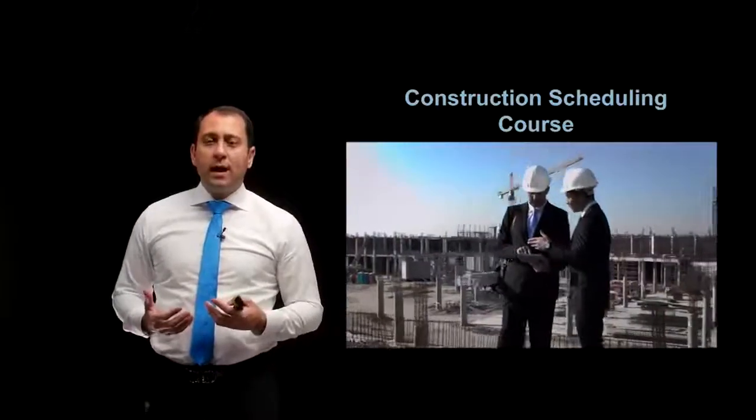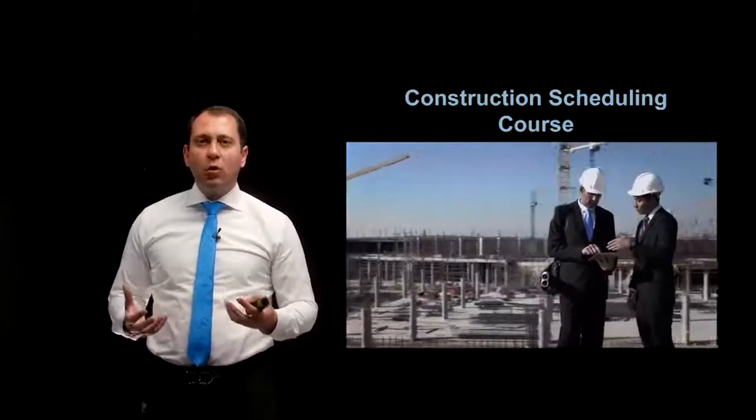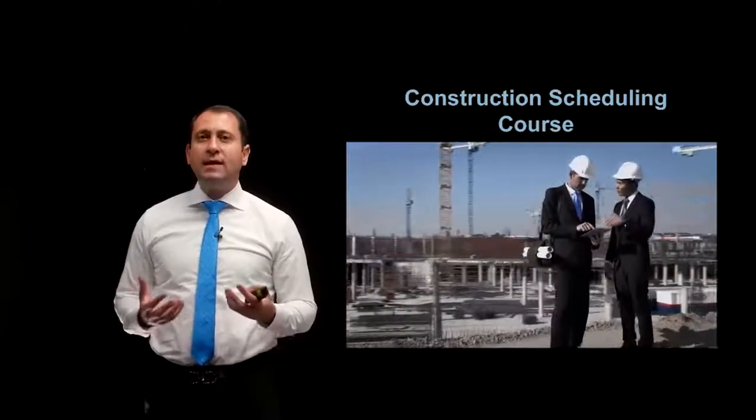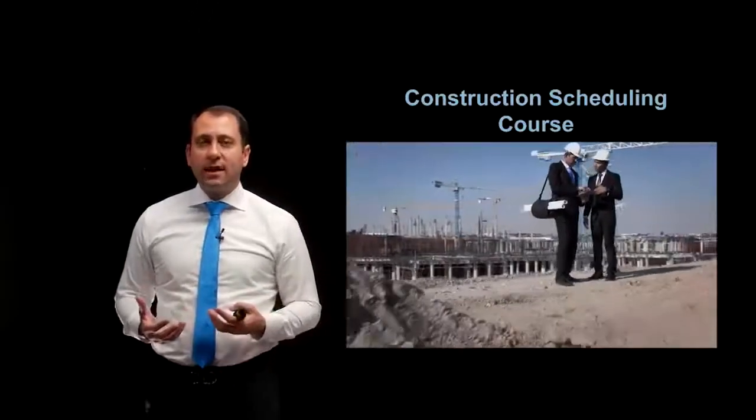After that, we will highlight activity floats. What does that mean? Why is it important when we're dealing with the critical activities especially, and other non-critical activities?